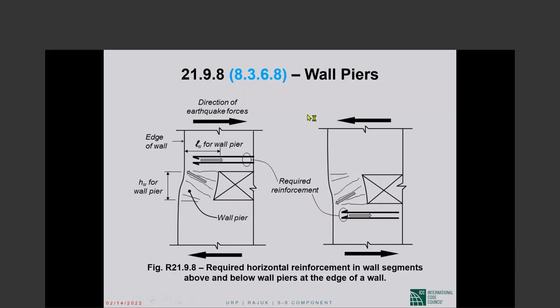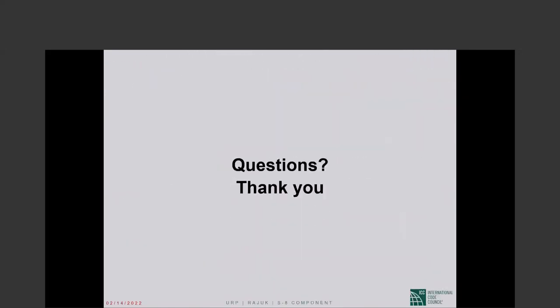When the earthquake direction reverses, there will be diagonal compression in the wall pier in this direction now, as shown in the picture. Now there will be tension below the opening, and we must have tension reinforcement to resist that tension. So because earthquake direction is reversible, we must have reinforcement above the opening and below the opening. And that is a requirement of ACI 318. Okay, that brings this segment to a close.